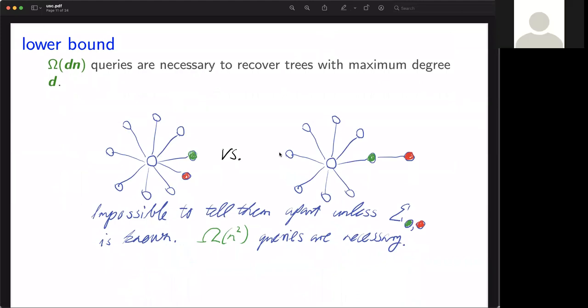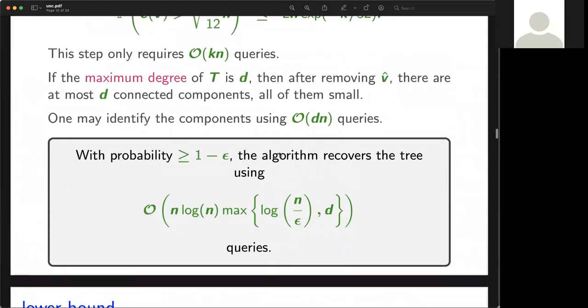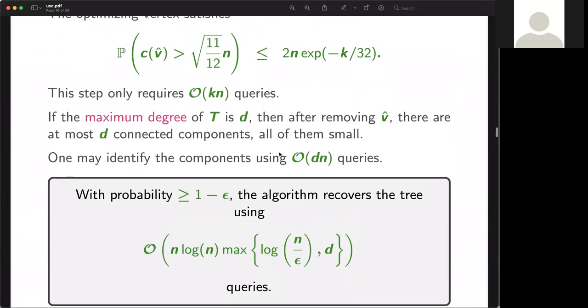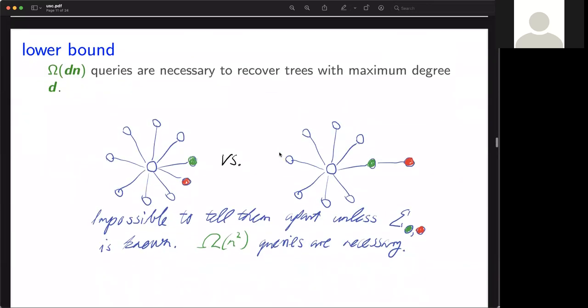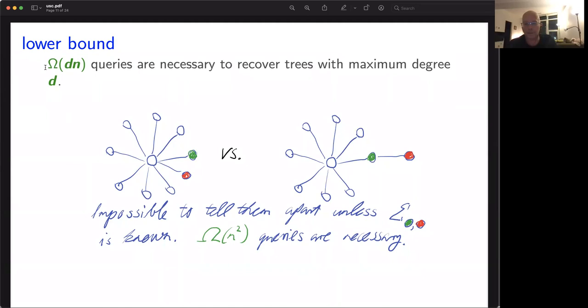Another question, just a notation: the capital omega d n, what does capital omega mean? This is just, in computer science, order at least. It means it's lower bounded by a constant times d times n. Omega is the reverse of big O. So at least a constant times d n queries are necessary to recover trees.